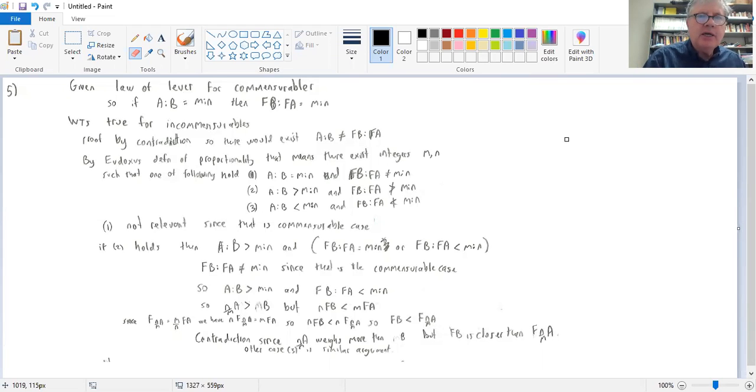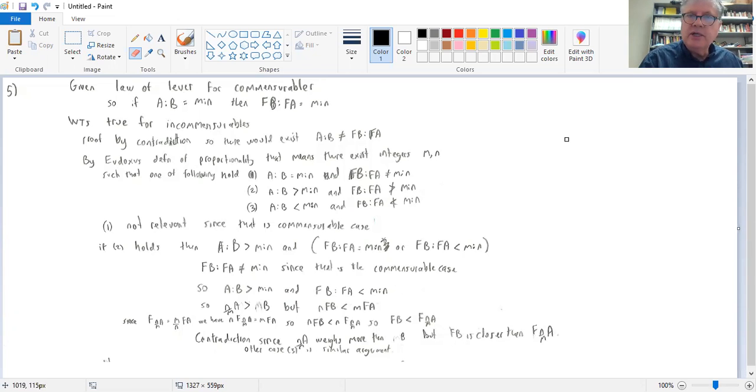Okay, in question number 5, we want to prove the law of the lever for incommensurables, given that we have the law of the lever for commensurables, and we want to use the Eudoxan definition of incommensurability. So the law of the lever for commensurables says that if A is to B, so that's the weight A is to B, is M is to N, then the distance from the fulcrum to B to the distance from the fulcrum to A is M to N.